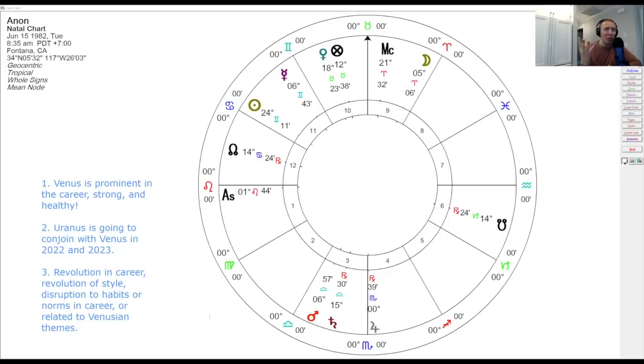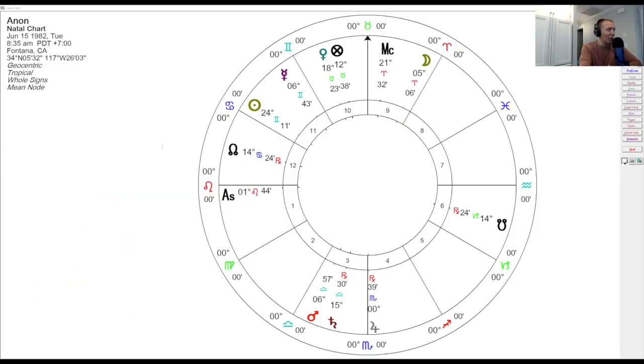You're looking for what speaks, what's loud in the chart, and is that very loud, prominent planet going to be impacted by another transiting planet. So Venus by Uranus, this stood out in this case. This formed one of the core components of this transit report that I made for her.